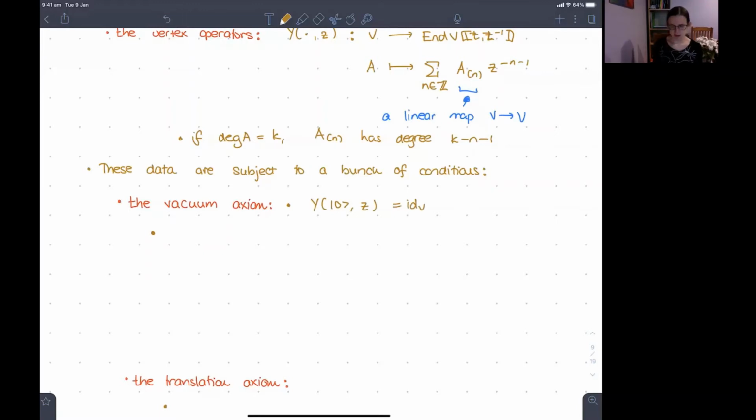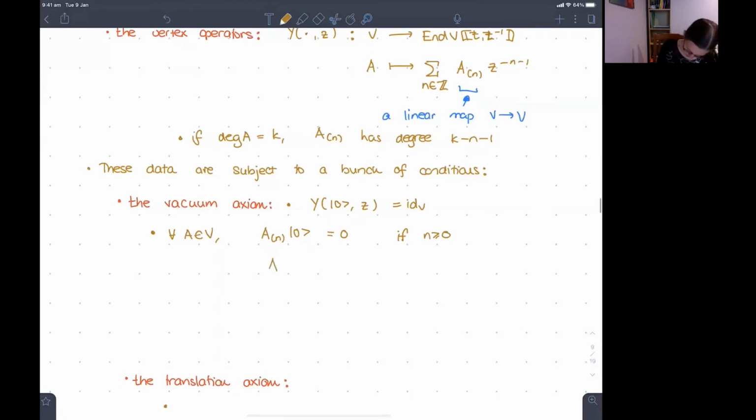Okay, and you can check if you like that this has the correct degree. And then the second part of the vacuum axiom says, what if I plug in an A here, get a bunch of endomorphisms, and then act on this vacuum vector? So it says that for all A in V, if I look at A sub n, which is an endomorphism, and I act on the vacuum, then if n is positive, I get 0. So this is kind of nice. This reminds us a little bit of our annihilation operators, which were indexed by positive integers and killed stuff. And what else happens is that A sub minus 1, so that's the first thing that could be interesting, applied to the vacuum, gives us A out again.